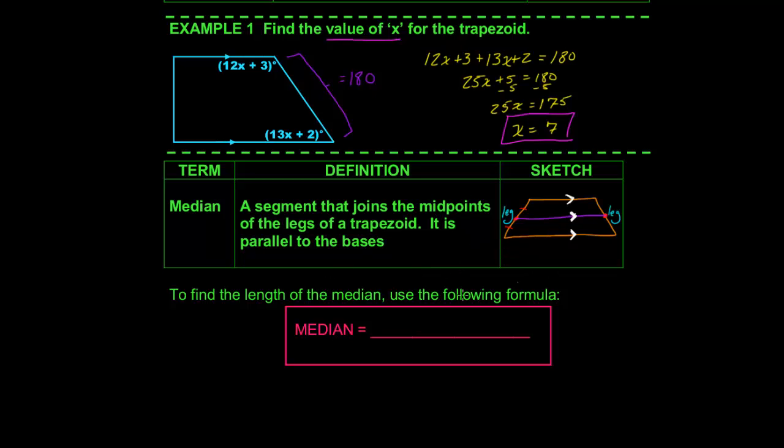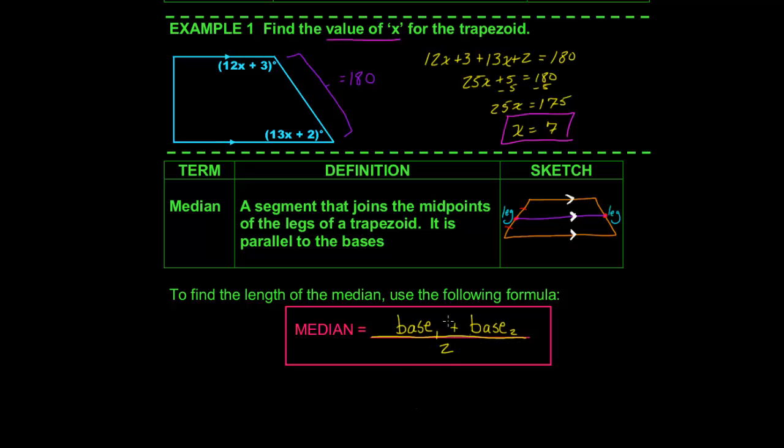Let's look below here. It says to find the length of a median, use the formula. All right, so we have a formula coming up. Our median formula, see how to write it on there. So we can do it this way. We have base 1 plus base 2. And we're going to use this whole line right here. This line will be our divided by 2.